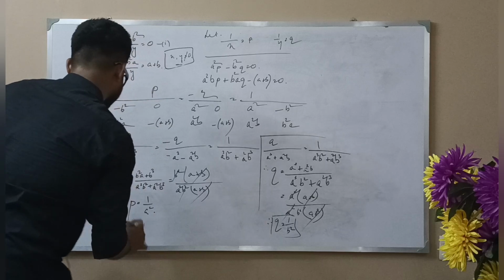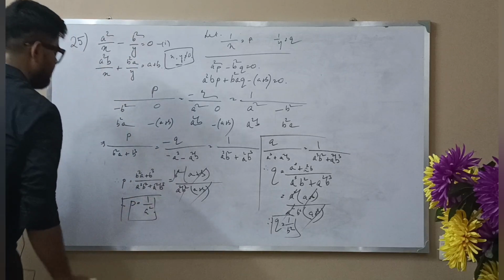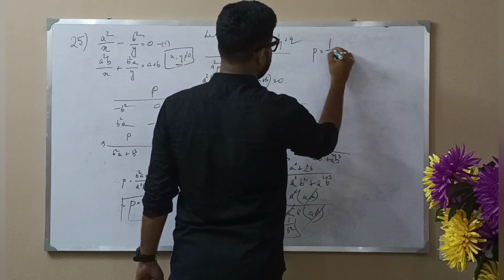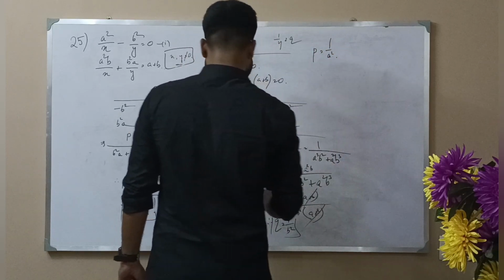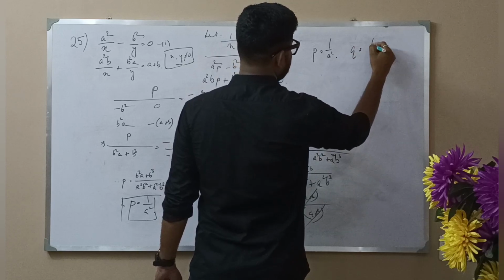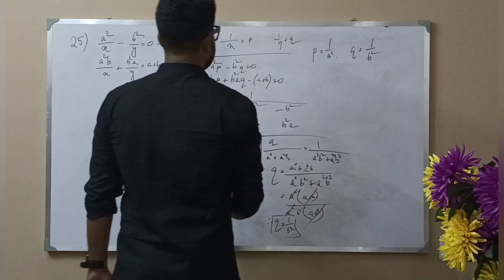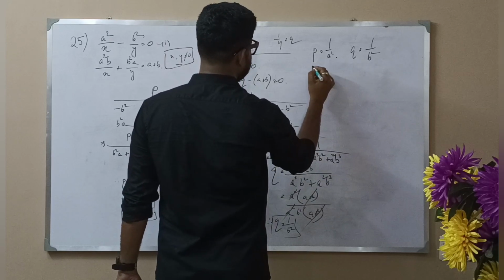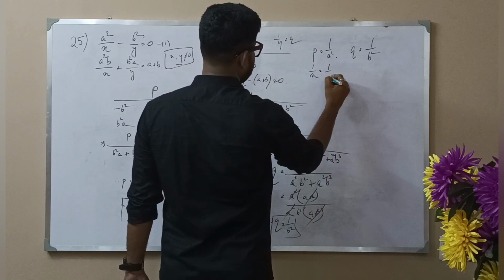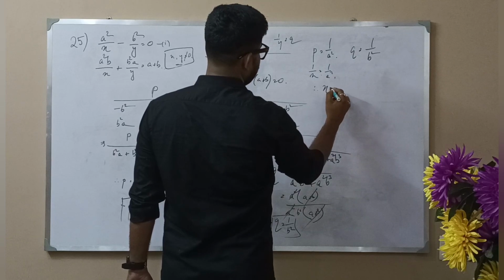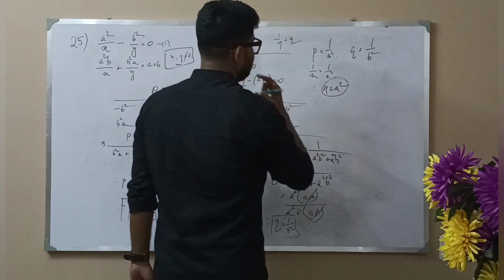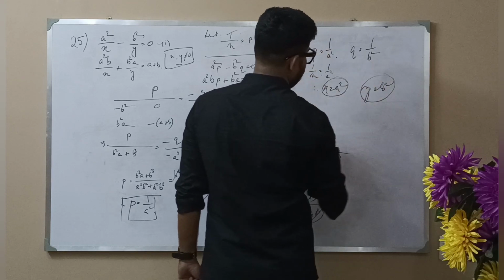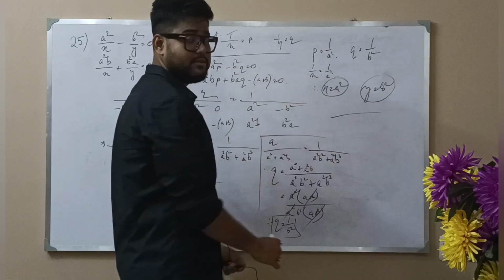Now the sum is not yet finished because p equals to 1 by a square and q equals to 1 by b square. So now we'll find the value of x. So I can write p as 1 by x. So the value of x is a square. So like this, the value of y will be b square. I hope it's clear and simple, all of you.